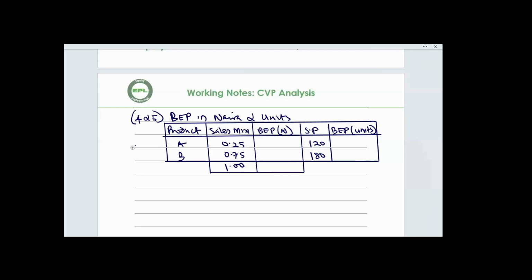So the break-even point in Naira in step 2 is 19,200,000. Therefore, for product B, I have 0.75 on my calculator. So 0.75 multiplied by 19,200,000. That's 14,400,000.